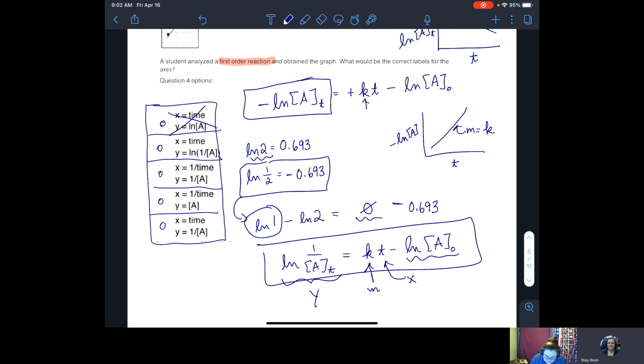But that's why the answer is x on the time axis. X is equal to time on the x-axis, and on the y-axis I need the log of 1 over the concentration. That's how that question works. Again, it's a little bit tougher. It involves more math than chemistry, but it's math we should be getting familiar with.